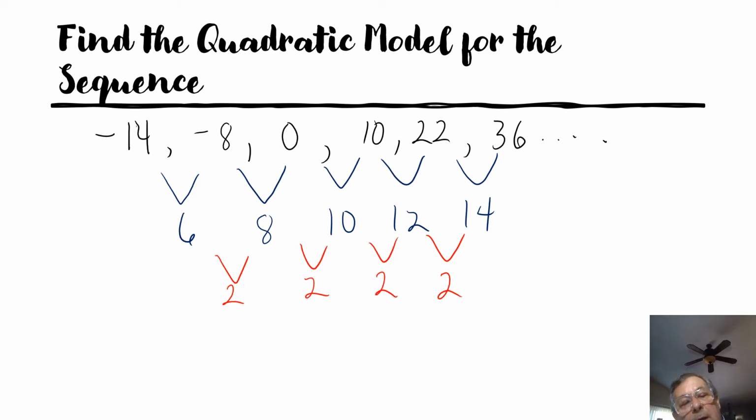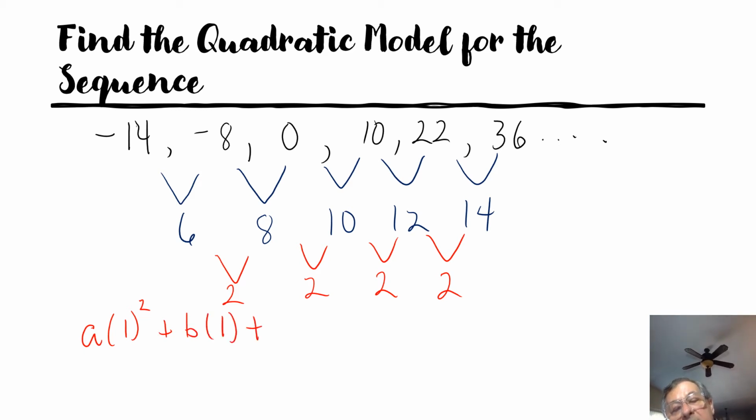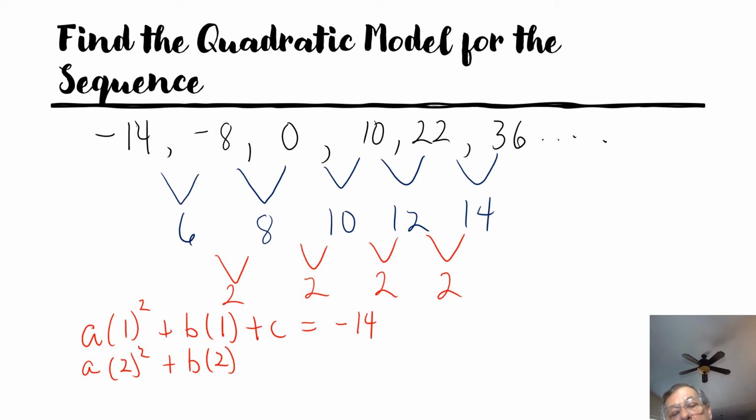Well, let's see. We're going to build it like this. We're going to say that A times 1 squared plus B times 1 plus C, and we're going to set that equal to the first number of the sequence, negative 14. And then our second equation, we're going to say A times 2 squared plus B times 2 plus C is equal to the second number in the sequence, negative 8.